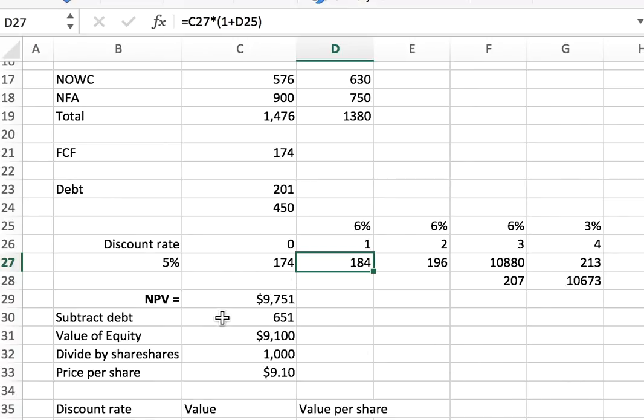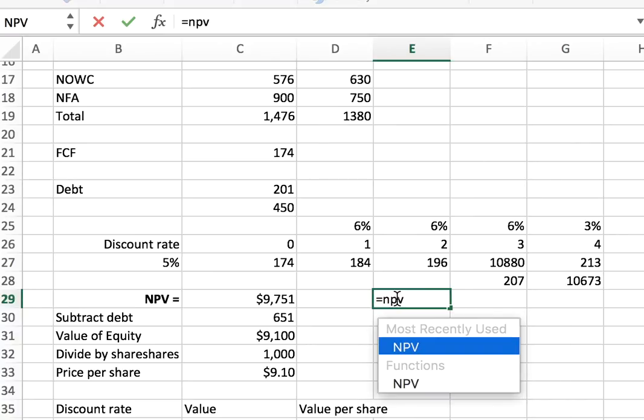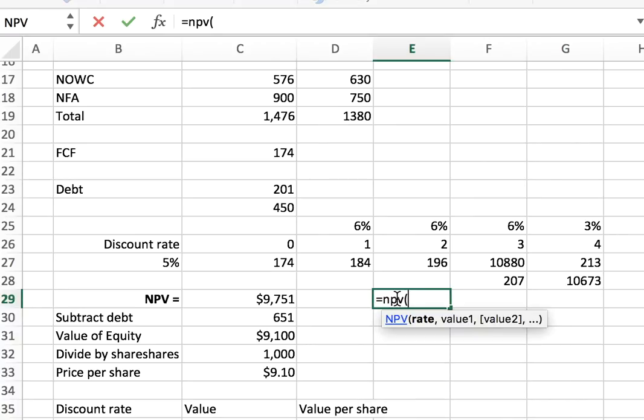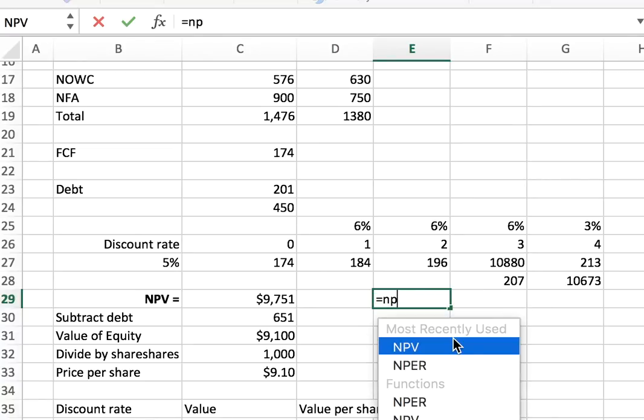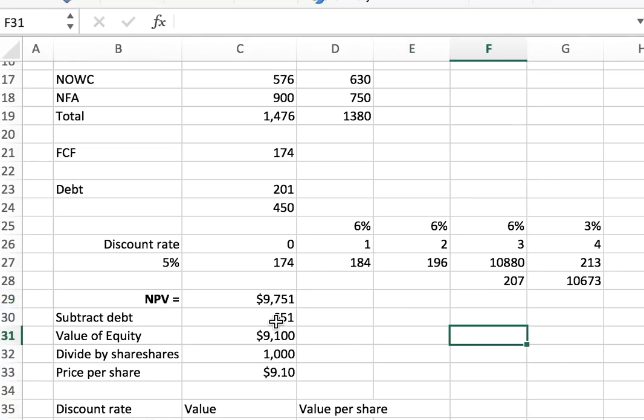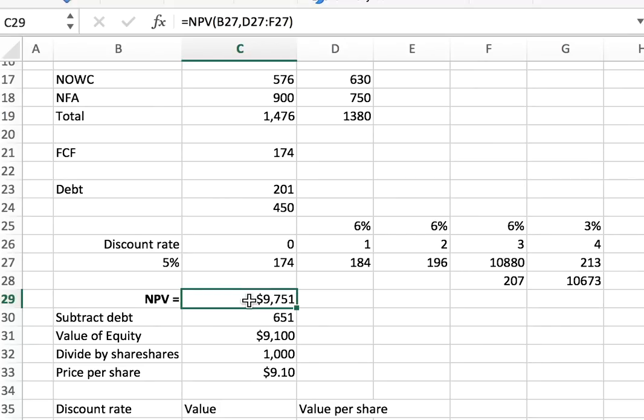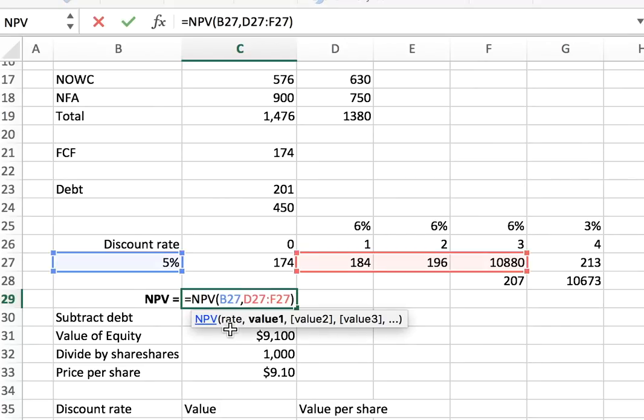Now, net present value is easy to do. You can always just hit NPV and hit a parenthesis, and it will give you the formula. So you can always find the net present value formula. It's simple to do. Here, of course, I've got it for you. The net present value is the rate, which we use as this cell B28, or excuse me, B27. And then we have our windowed in cells D27 to F27.